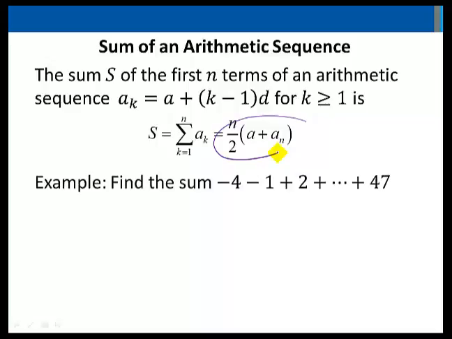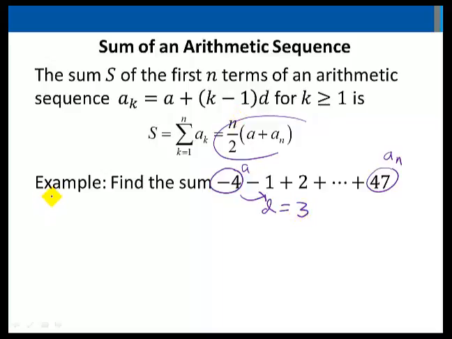Let's find the sum of the arithmetic sequence -4, -1, 2, etc., up to 47. And to do that, let's see, well, our first term here, a, is -4. A sub n here will be 47. The common difference is 3. What I'm missing in order to be able to find the sum is n. I don't know how many terms there are.